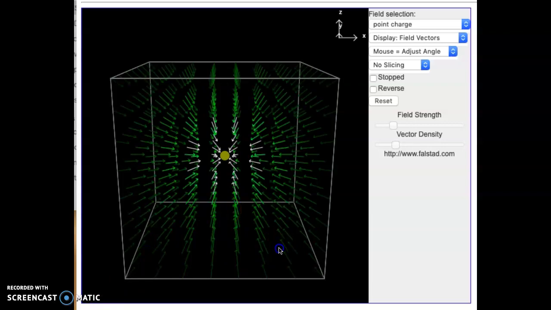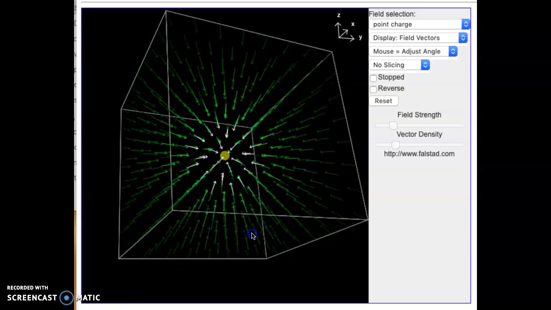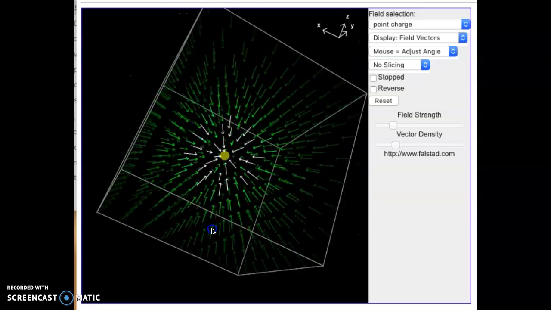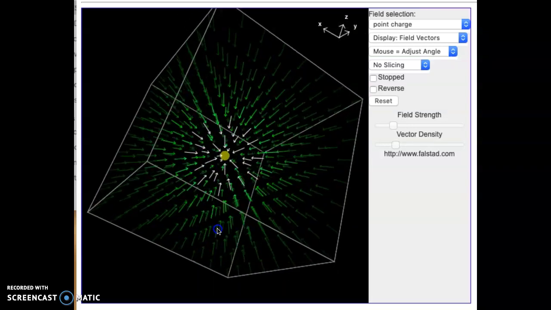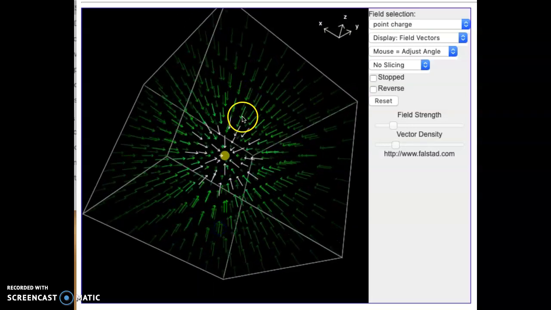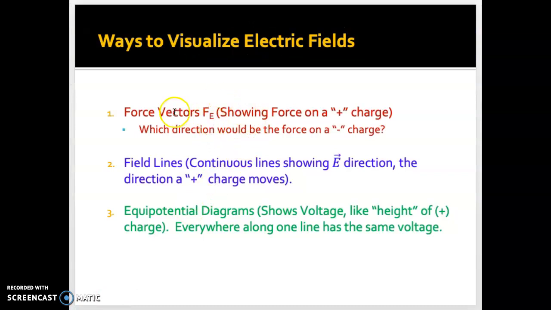And this is a 3D simulation, so I can see it from any angle. You can see the force vectors all go towards the object. By the way, since these are showing the direction of a positive test charge, what charge is this object? Pause the video and answer that question. Okay, hopefully you noticed that must be a negative charge. Okay, so those were force vectors. They're arrows showing the force on a positive charge in that field.